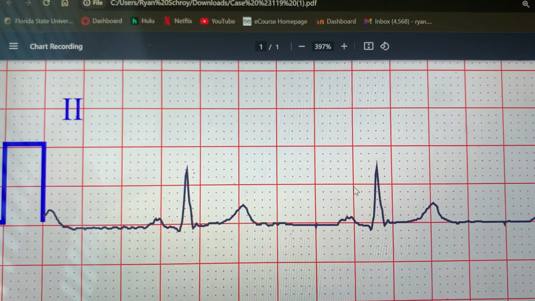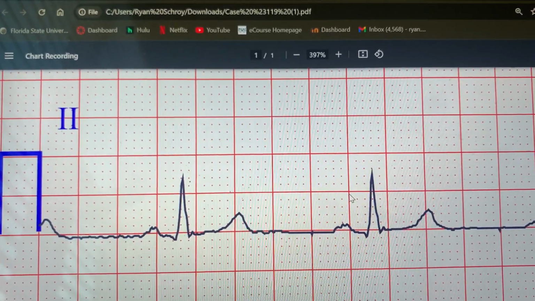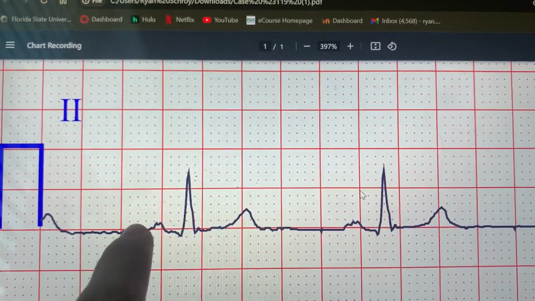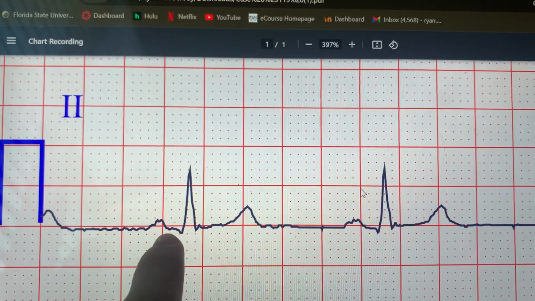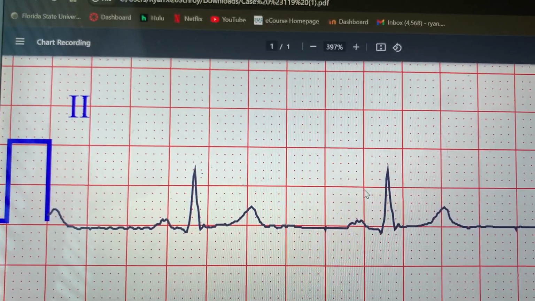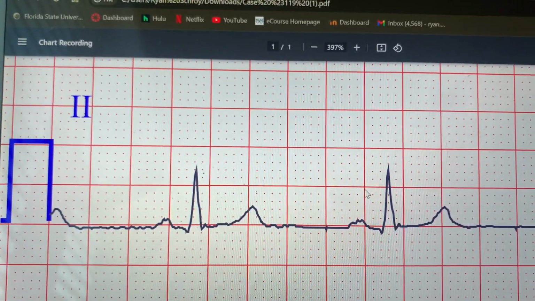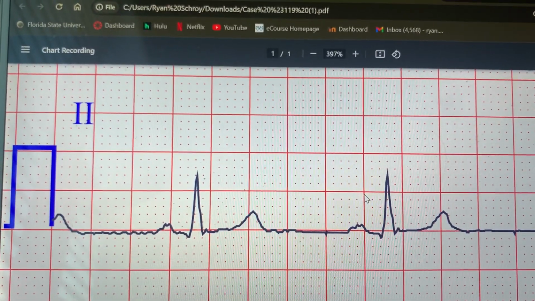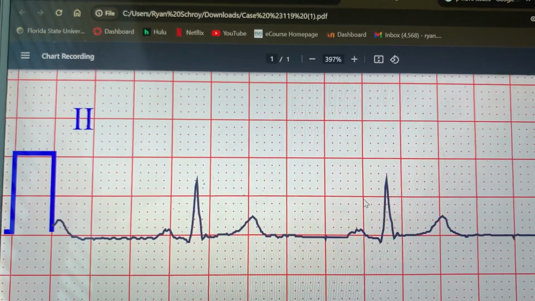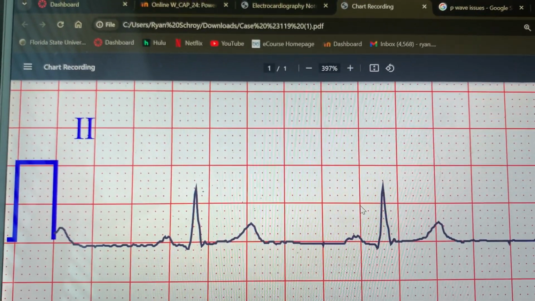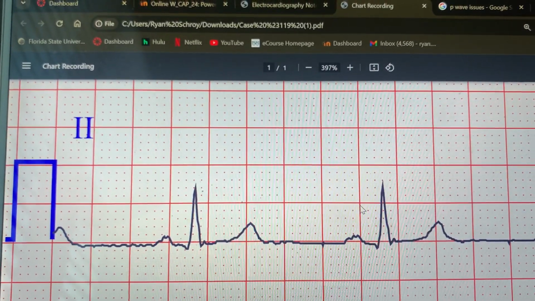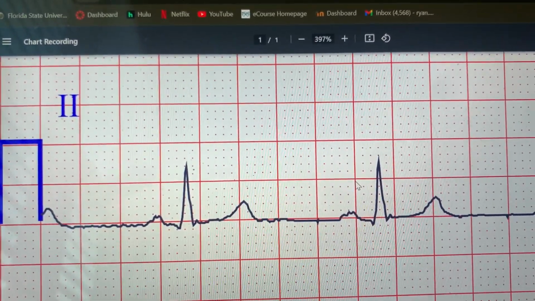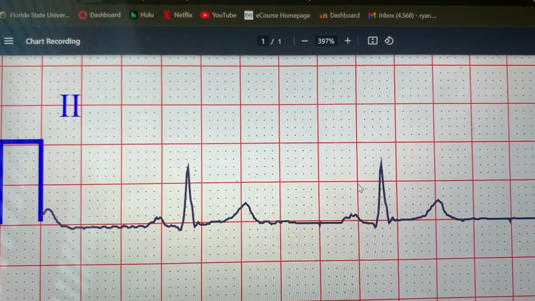Next, looking at P wave duration and morphology, we're going to count the number of little boxes from the beginning of the P wave, which is here, to the end of the P wave, which is here. We see that we get 2 boxes. We're going to multiply that 2 boxes by 0.04 seconds, as every box is 0.04 seconds, and we're going to get the P wave duration to be 0.08 seconds. The P wave does look a little funky, but we'll come back to that later.